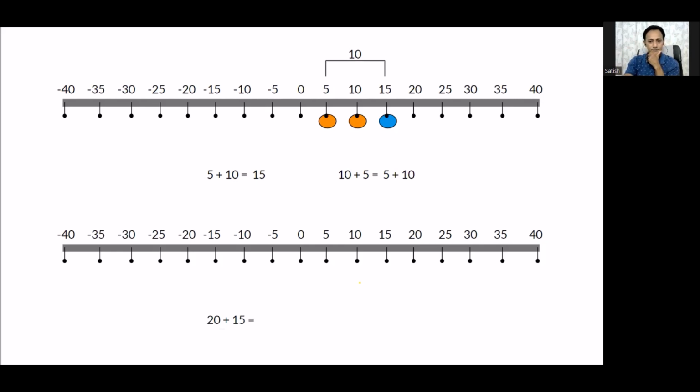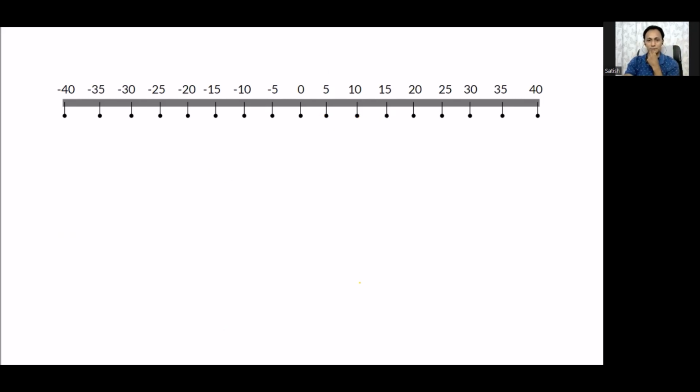Okay, how about this? 35. You have 20, you have 15, so 20 plus 15 is 35. Very simple. And 15 plus 20 is also 35. Not a big deal. Okay, now, how about this?